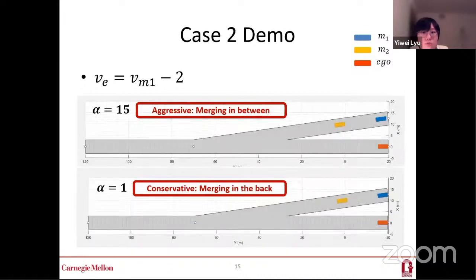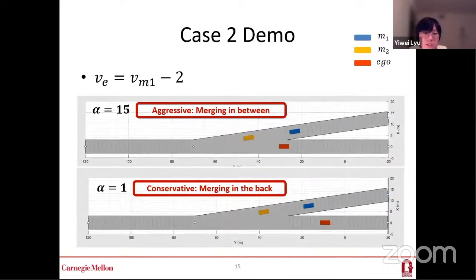And in case two, this time we use the same driving strategies, but we drag the ego vehicle a bit further from the merging point and give it a slower speed. Now the same aggressive driving strategy makes the ego vehicle merge in between the two merging vehicles, while the same conservative driving strategy makes the ego vehicle merge after the second merging vehicle.